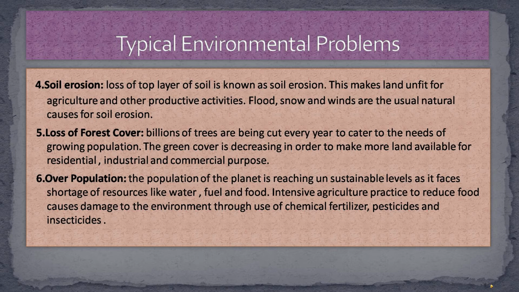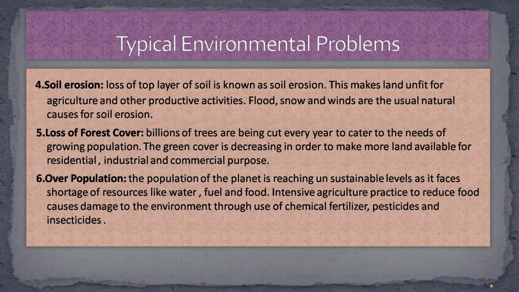Losing the top layer of soil is known as soil erosion. Due to soil erosion, the land or soil is unfit for agriculture and also for other productive activities.